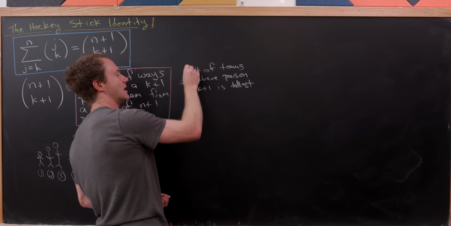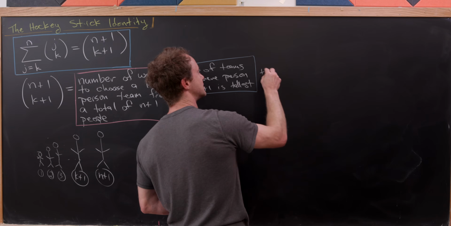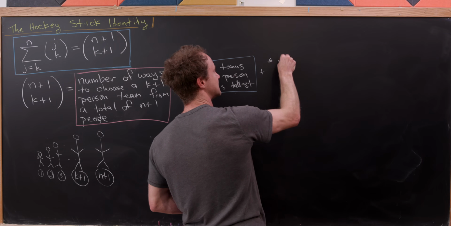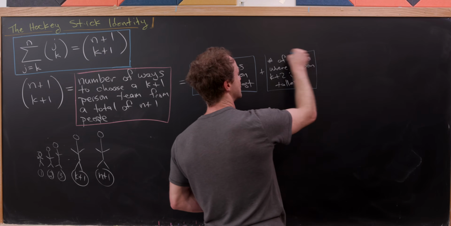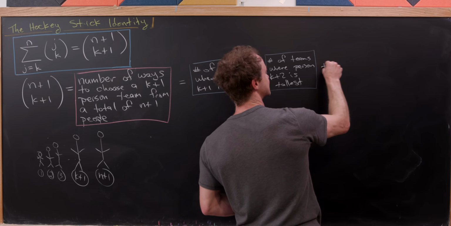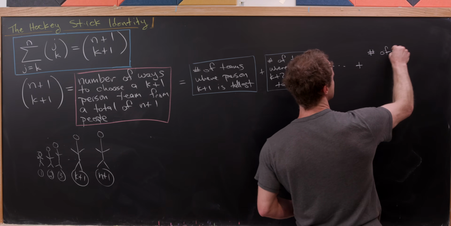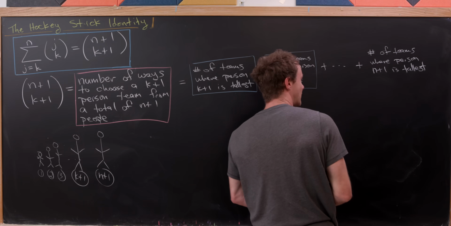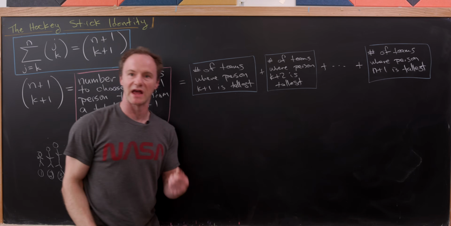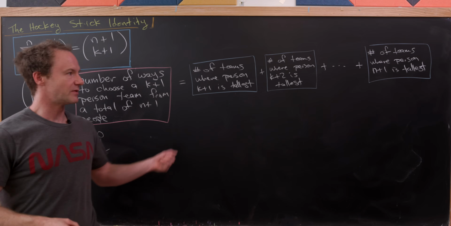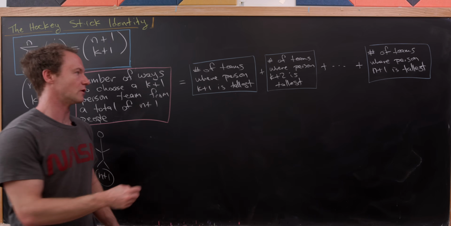So we'll have the number of teams where person k plus 1 is tallest. And to that, we're going to add the number of teams where person k plus 2 is tallest. And then we're going to keep up this scenario until we run out of tallest people. So that would be the number of teams where person n plus 1 is tallest. There's no one taller than n plus 1, so of course we have to stop there. Okay, but now we can describe each of those possibilities via binomial coefficients.